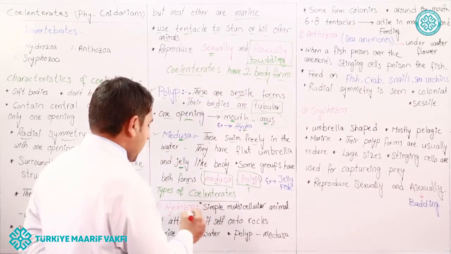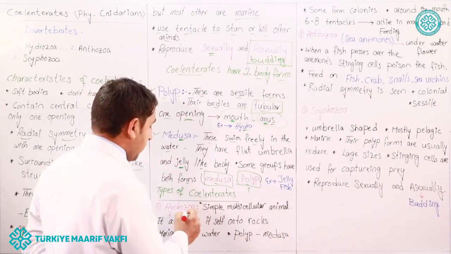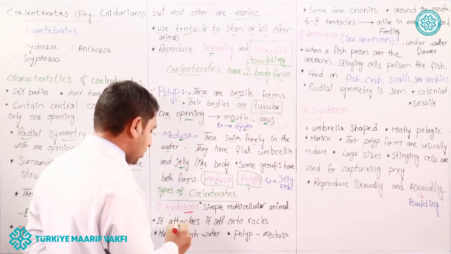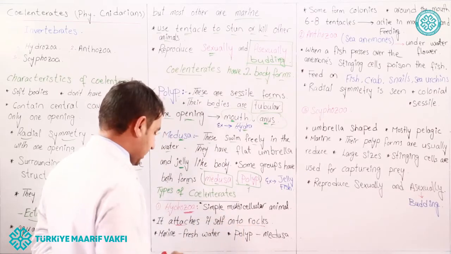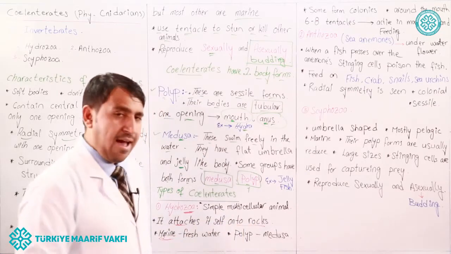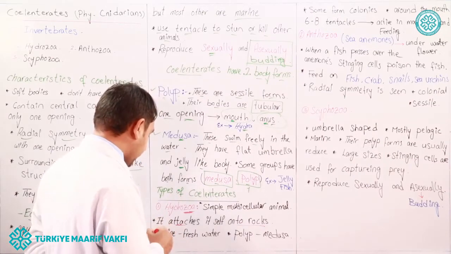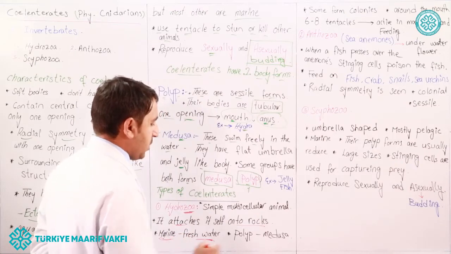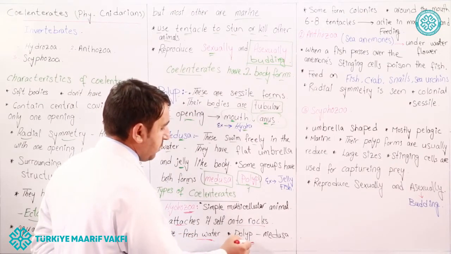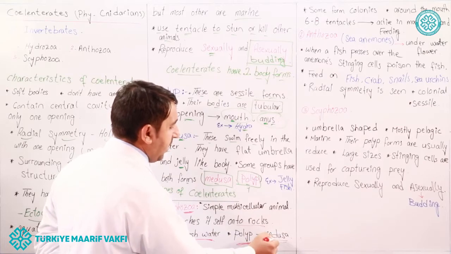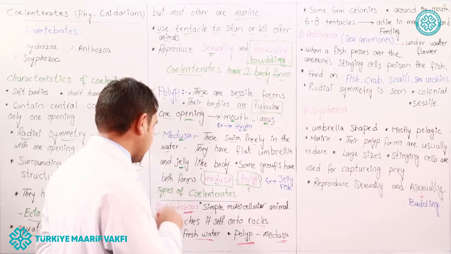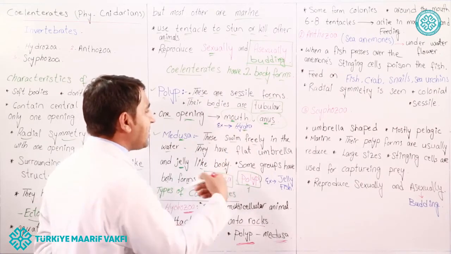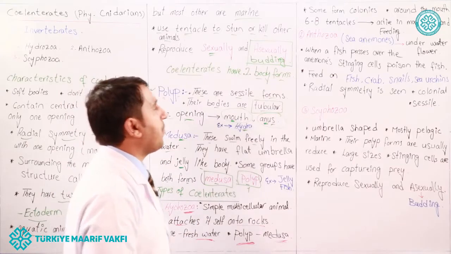So hydrozoa, we can say which type of form? Polyp form. They are sessile, they cannot move, they are attached. Where? On the rocks. And mostly they are marine. We can find them in the marine, and also in fresh water, some of them can live in the fresh water. They have polyp shape most of the time, but some are in medusa shape. Hydrozoa is a class of the coelenterates, and Hydra is an example of the hydrozoa.